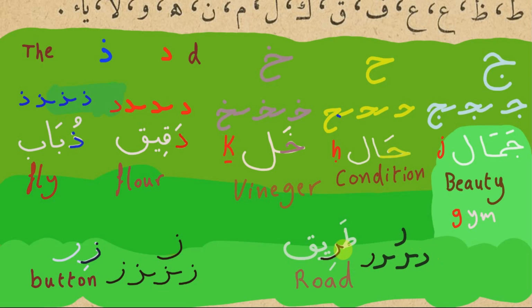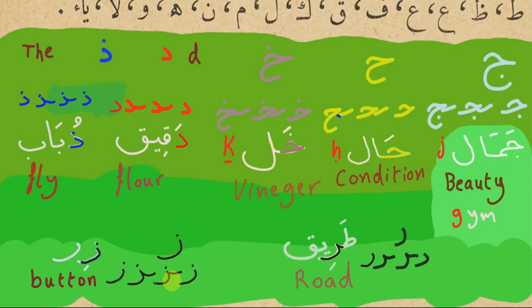So this tariq, ta, ri. Notice I said ri, because of this short vowel. Tariq. This means road. Road. Tariq.